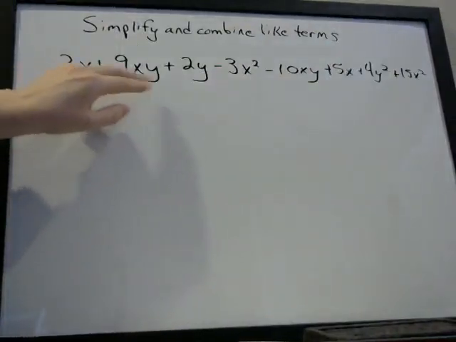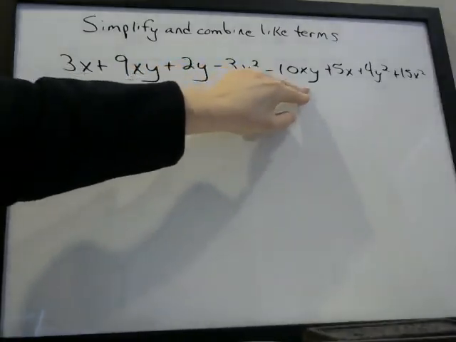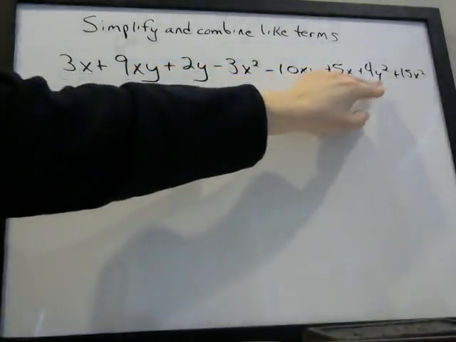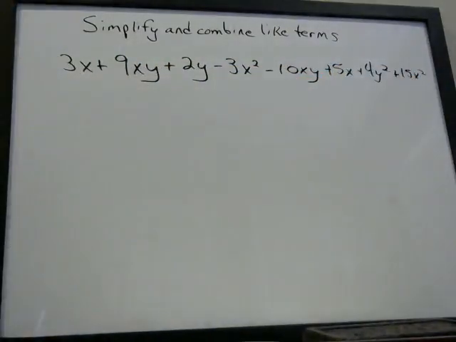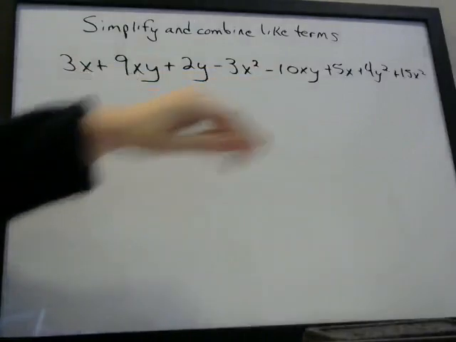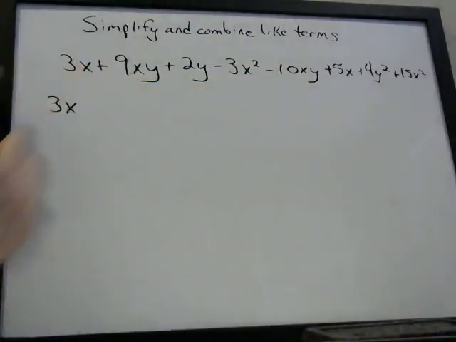3x plus 9xy plus 2y minus 3x squared minus 10xy plus 5x plus 4y squared plus 15x squared. So the first thing we're going to do is put like terms close to each other, because we have a lot of different types of terms here. So we'll just start at the beginning. We have 3x, and when you have a big long thing like this, once I've written it down, I like to cross it out so I know that I got it.